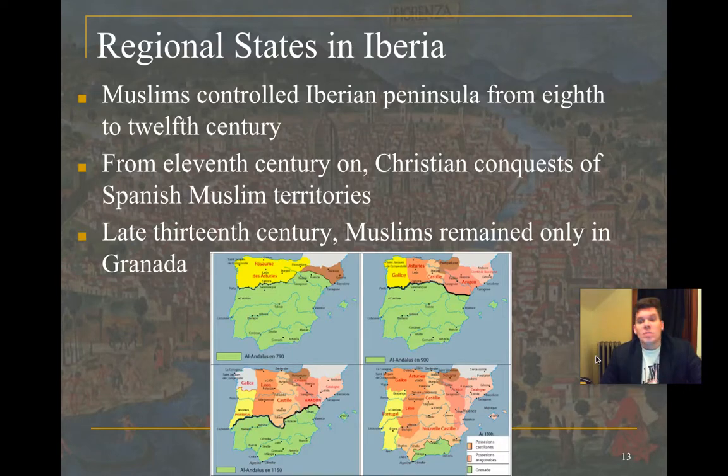In the late 13th century, the Muslims only remained in the small area of Granada, and then in 1492, the same year Columbus sailed the ocean blue, Ferdinand and Isabella, two of the major monarchs of Spain, were able to push the Muslims out once and for all and reestablish the Iberian Peninsula as a Catholic area. And not just any Catholic area, but the Catholic area.